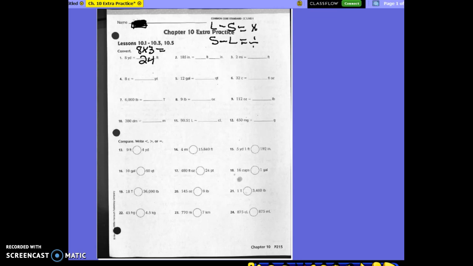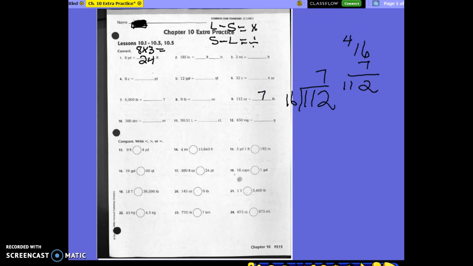Here's one, 112 ounces to pounds. We would have to divide 112 by what? 16. And how many times will 16 go into 112? Let's try 7. 7 times 6 is 42. I chose it because it had a 2 there. 7 times 1 is 7, plus 4 is 11, so this one is 7 pounds. That's also number 7 too.